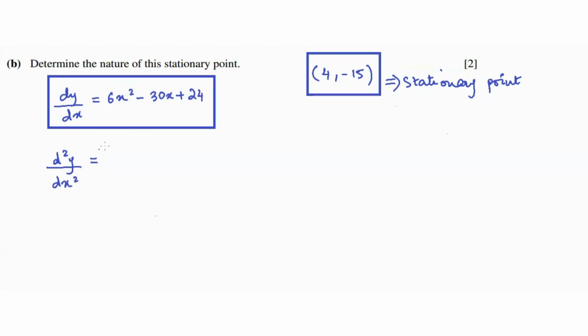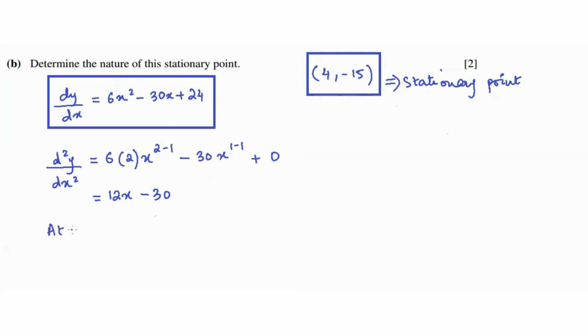So when we differentiate 6x squared, that's going to be 6 times 2 times x to the power of 2 minus 1, minus 30 times x to the power of 1 minus 1, plus 0. As I said, the derivative of a constant is 0. That's going to be 12 times x minus 30. So now we need to find the nature of the stationary point, which is (4, -15).